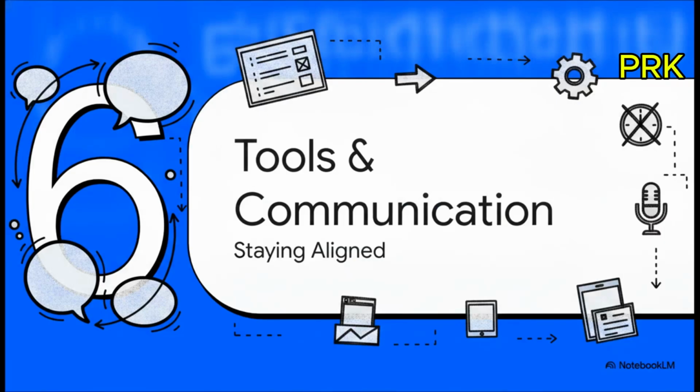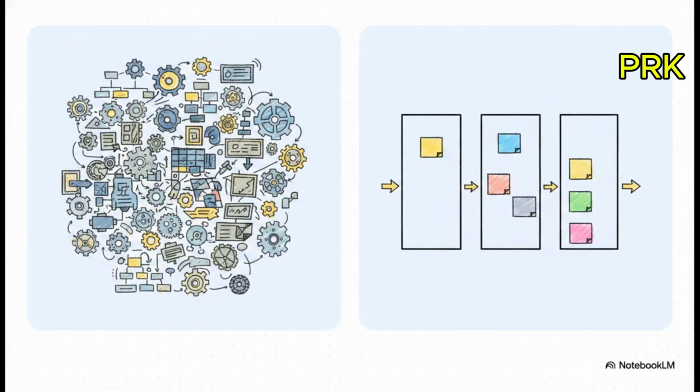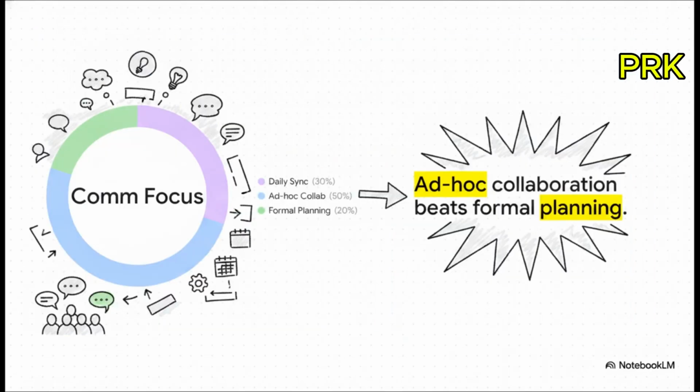Section 6, Tools and Team Communication. Staying aligned. When it comes to the actual software teams use, here's a great quick heuristic for you. Use Jira for heavy enterprise-level tracking, where you have highly customizable, complex issue tracking. On the flip side, use Trello when you just need simple visual Kanban boards, ideal for lightweight workflows and smaller teams. But you know, the tools only matter if the communication is right.